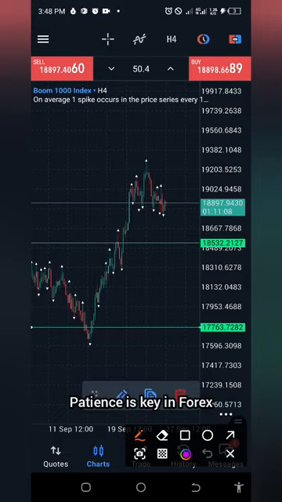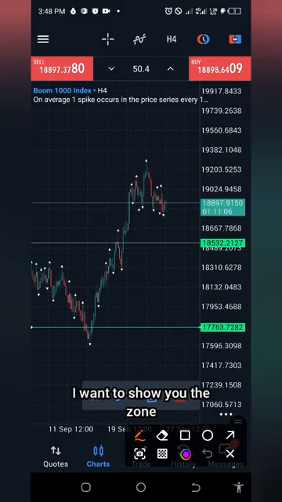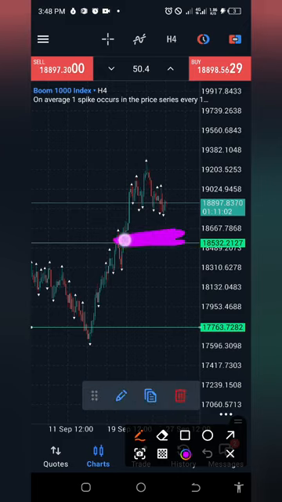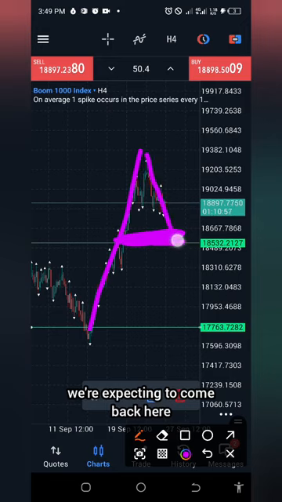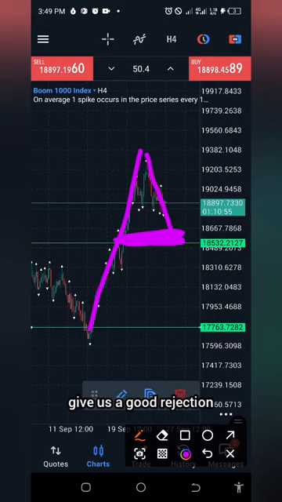Patience is key in Forex. This is the zone. I want to show you the zone. It's our zone, because price has broken this resistance. We're expecting it to come back here, test this resistance, give us a good rejection, and then go up.